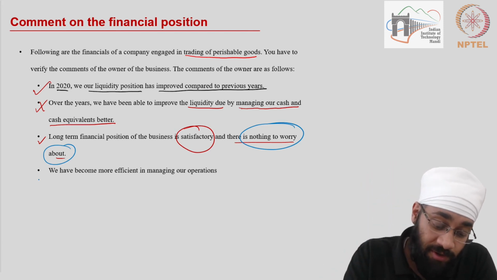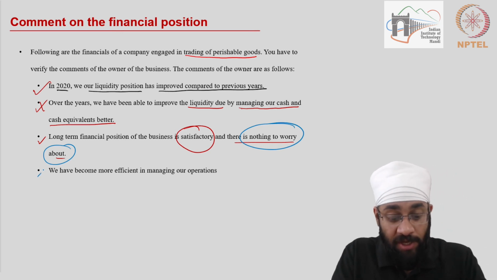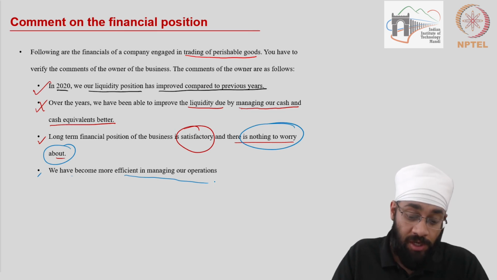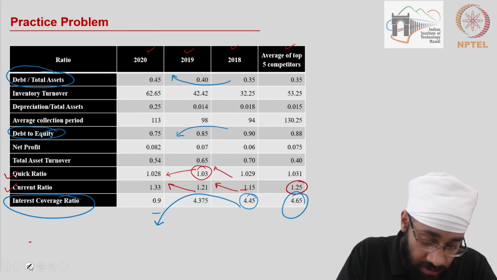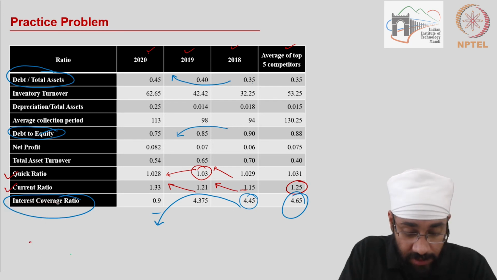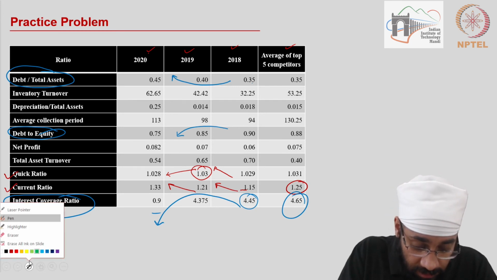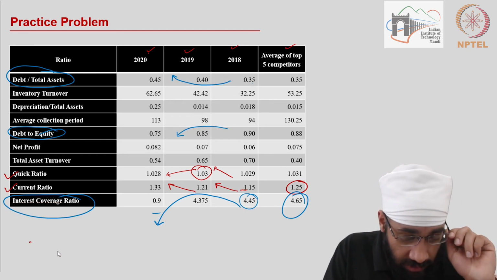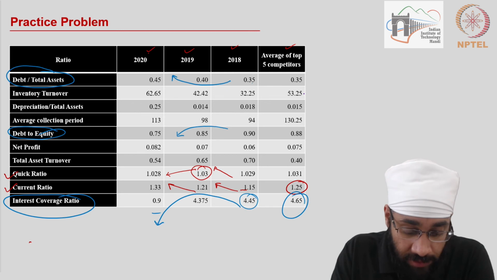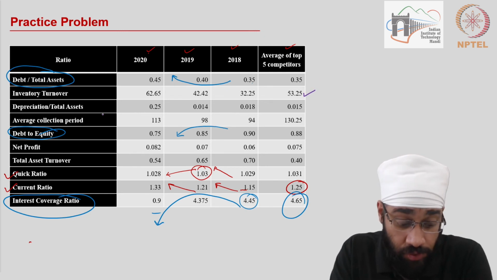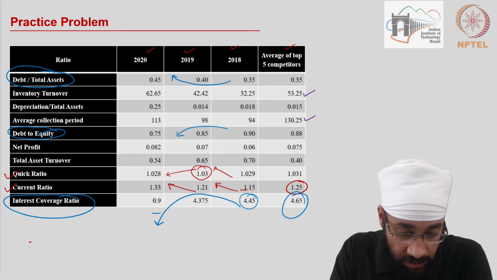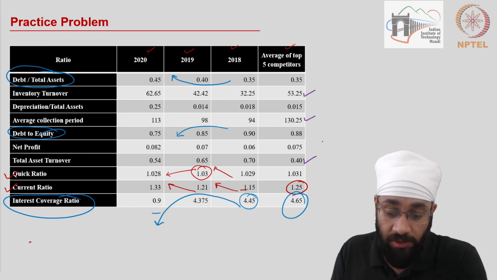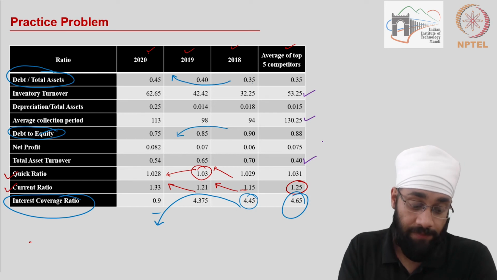All right, let's go on to the last point, which says we have become more efficient in managing our operations. What are these numbers which indicate efficiency of operations? Let me use a different ink. Efficiency is indicated by the turnover ratios. We have the stock turnover ratio, the inventory turnover ratio, the collection period, and the total asset turnover ratio. Let's use these three numbers to come to some conclusions.